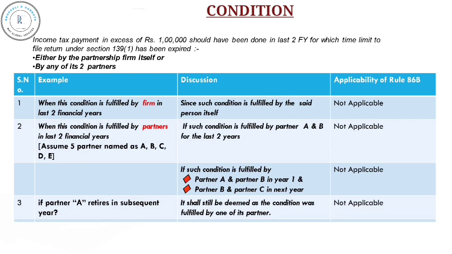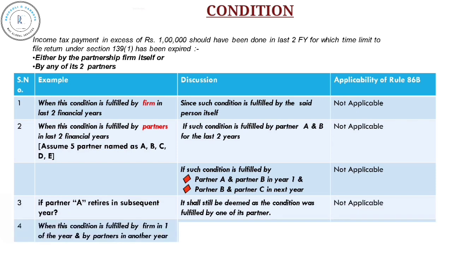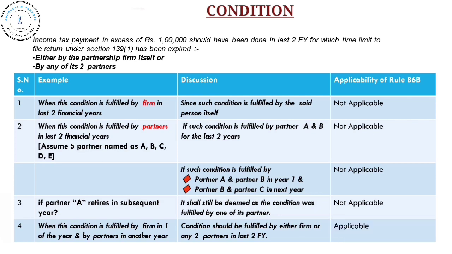Not applicable. 4. Example. When this condition is fulfilled by the firm in 1 year and by partners in another year. Discussion. The condition should be fulfilled by either the firm or any 2 partners in the last 2 financial years. Applicability of Rule 86B: Applicable.